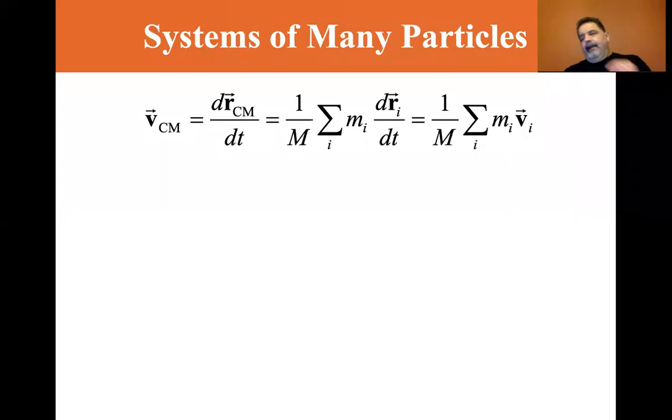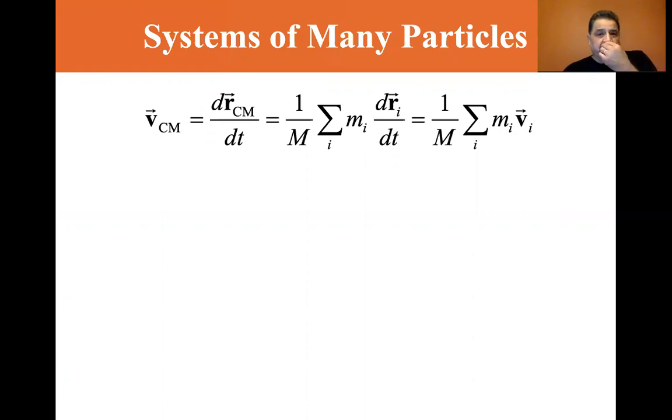Okay, we are at section 9.7, systems of many particles. Let's go to the PowerPoint, and we see the equation here. The velocity is the time rate of change of position. So the velocity of the center of mass is the time rate of change of the position of the center of mass, dr_cm/dt.